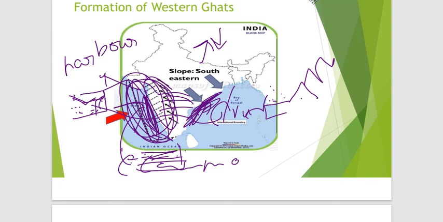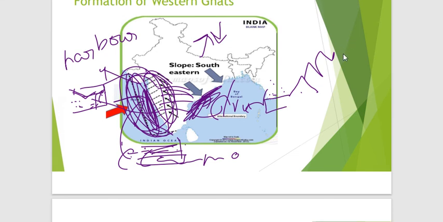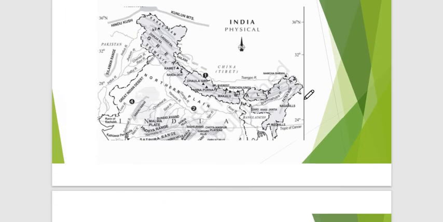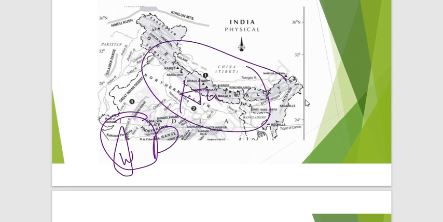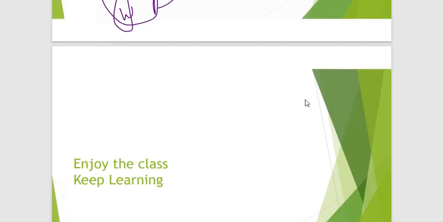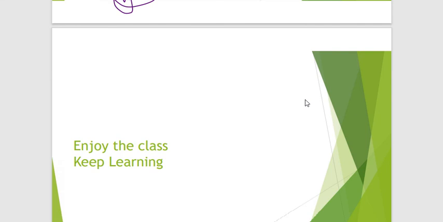Okay, what have you learned today? So many things, right? One was Deccan Plateau, Eastern Ghats, Himalayas, Tibetan Plateau. Okay, right. That is for today.